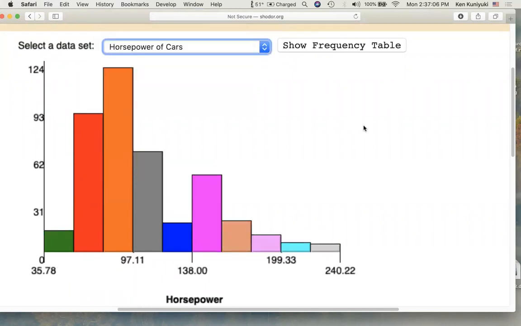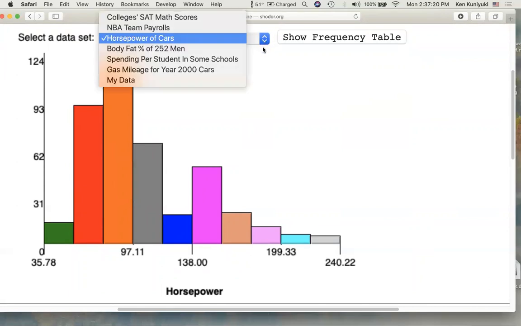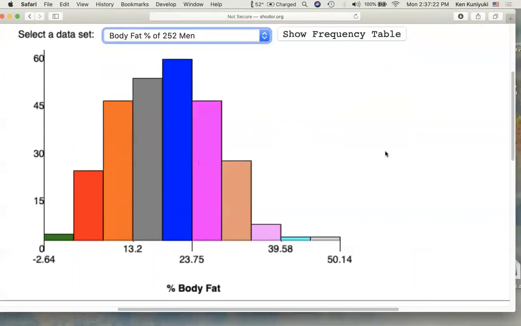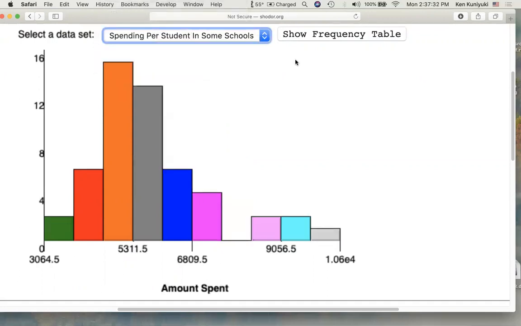Horsepower of cars. Could be unimodal, possibly bimodal, skew to the right perhaps. Cars that do quite well over here on the right, very powerful. Body fat of men. I would say unimodal, pretty symmetric. A little bit of skewness here, but pretty symmetric. You see, real world data is not perfectly categorized.